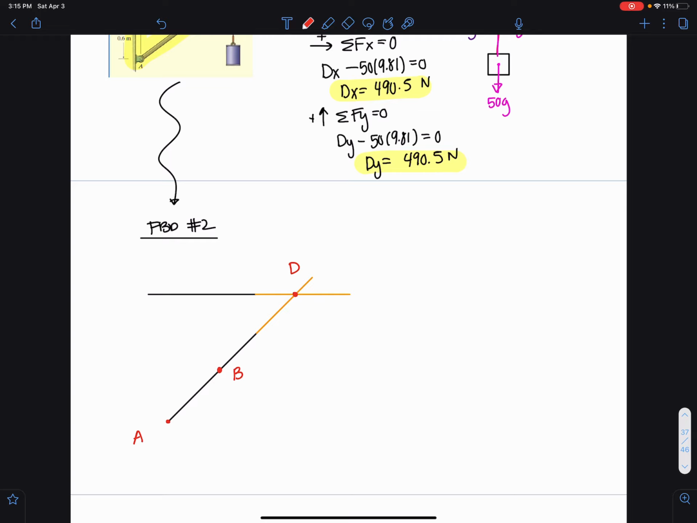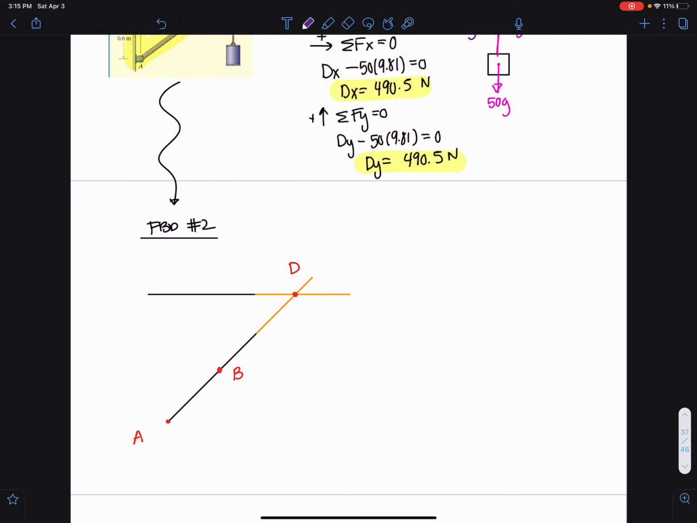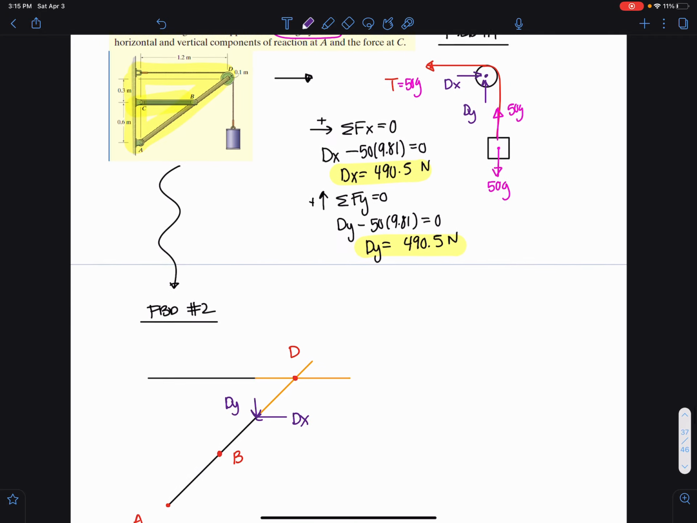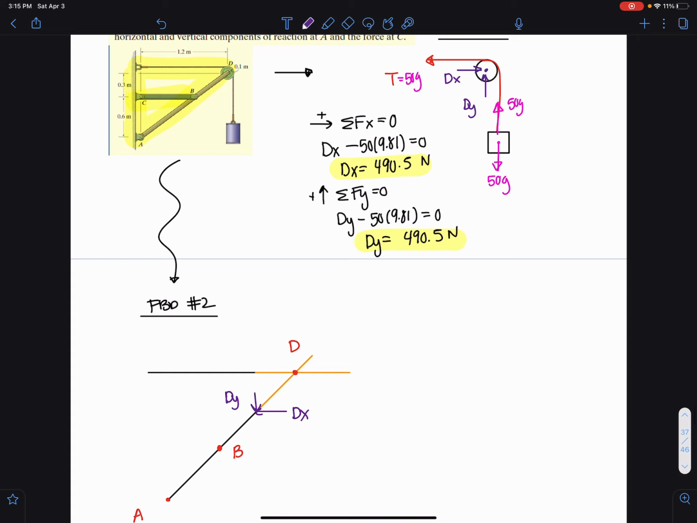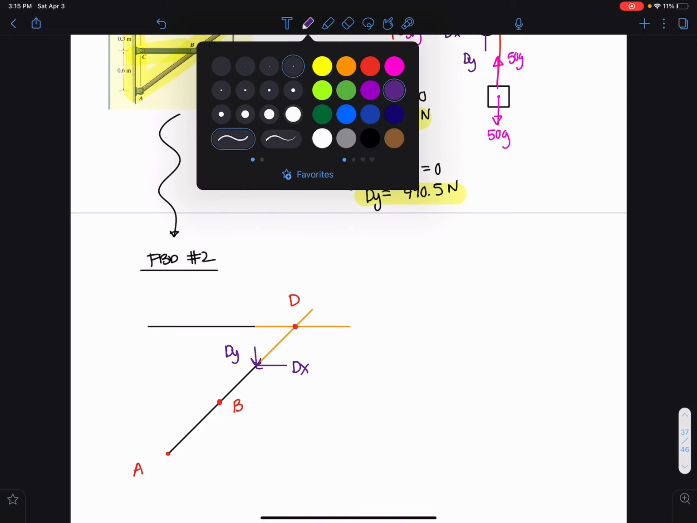right here. So if we're trying to expose all these forces in the system, we'd have this pin, Dx, Dy here. And what we have here is a two-force member, right? We have this two-force member, BC, okay? So I'm going to draw the member here. I'm going to draw FBC here.